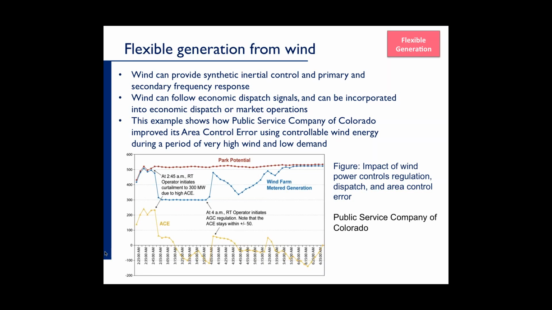So some of the wind is being curtailed. But if you take a look at ACE, ACE remains within 50 megawatts plus or minus for the rest of the time period. So this demonstrates that you can actually get a lot of flexibility out of wind. In this case, the wind generation was turned down a little bit. We were not fully utilizing all the possible wind energy, but at the same time, we were able to use the flexibility in the wind turbine controls and the wind plant controls to help manage the balance on the power system.